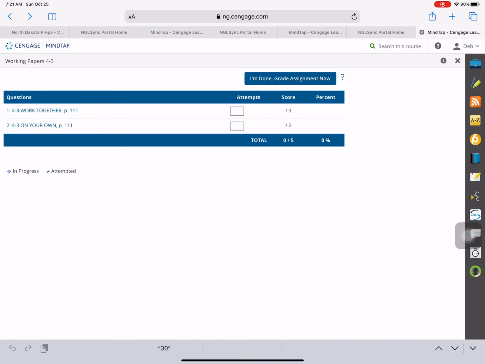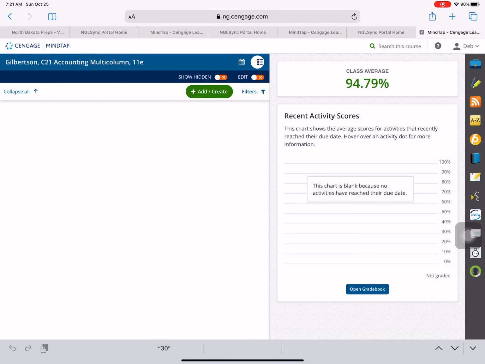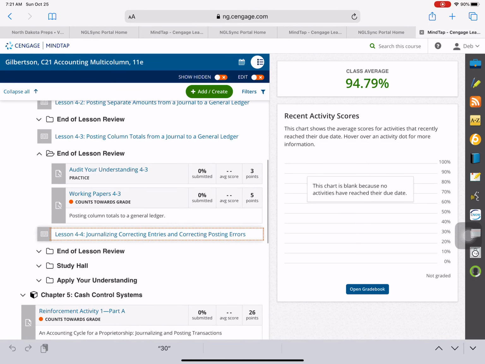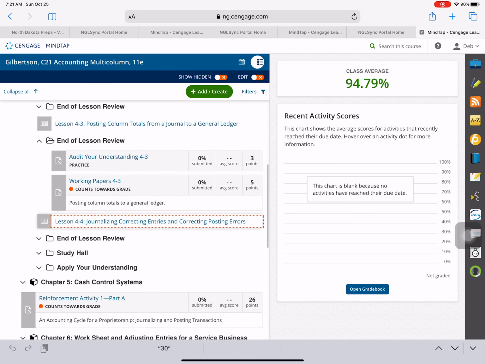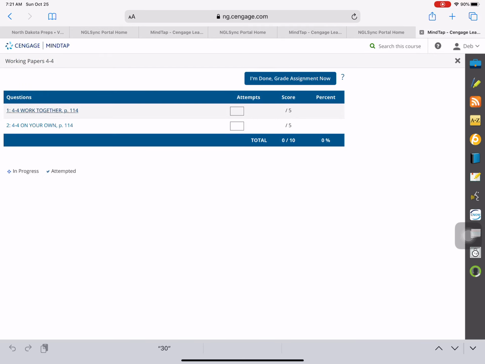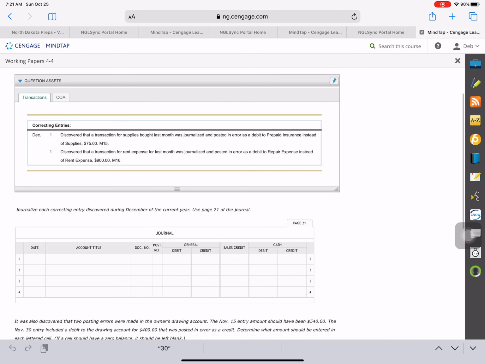All right, then we're going to take a look at work together. We're going to go to our end of lesson review for 4-4. We're going to go to the working papers, our work together, and we'll take a look at this one. December 1st discovered that a transaction for supplies bought last month was journalized and posted in error as a debit to prepaid insurance instead of supplies.